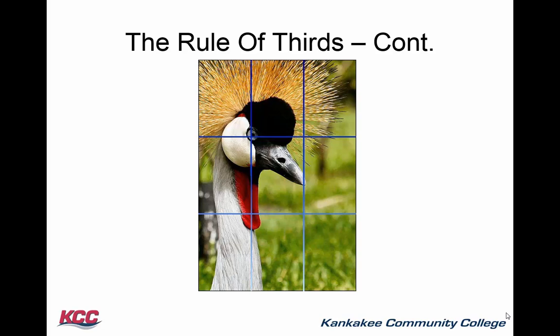Here we have this bird, and we have the 2 lines that are vertical, and they're even thirds. We have 2 horizontal, and they're in even thirds. The star of the show is this bird, and the eye of the bird is sitting here in one of the sweet spots. This is called the rule of thirds.